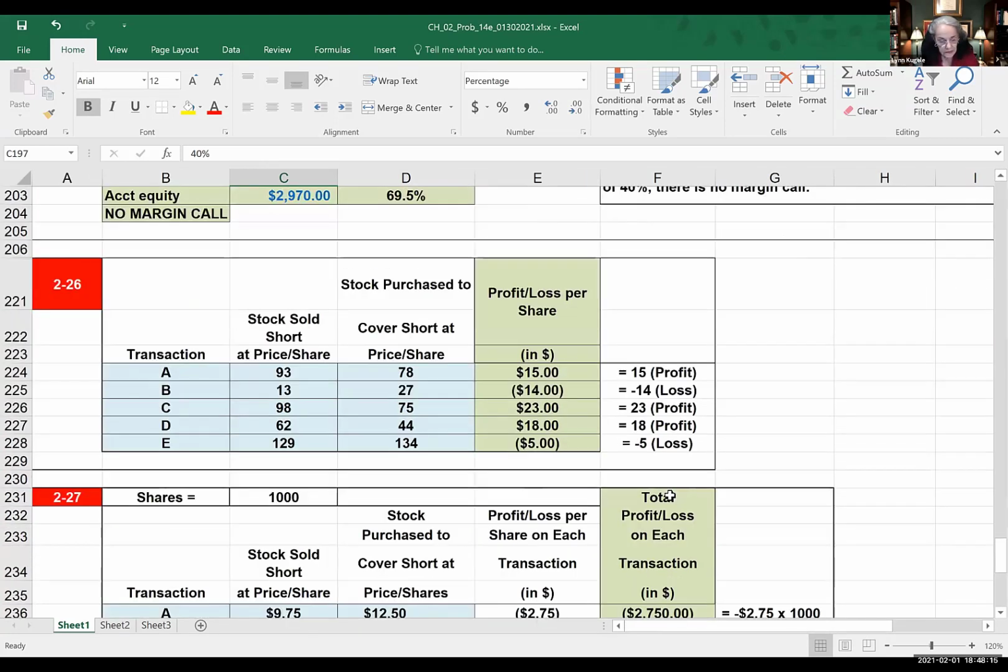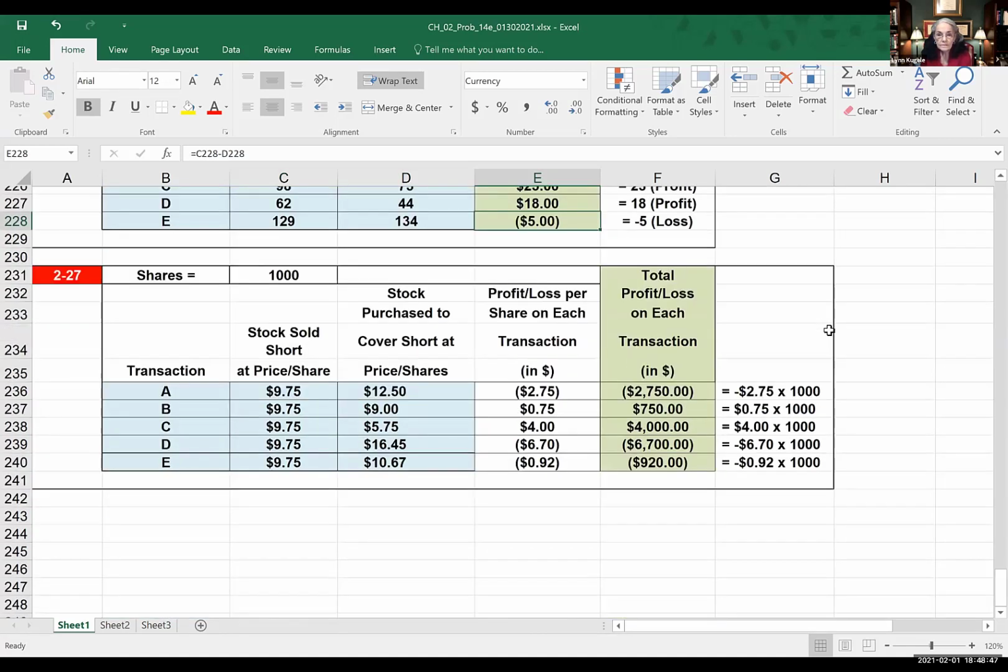Oh, okay. We get some easy ones here. Calculate the profit or loss per share realized on each of the following short sale transactions. Well, if you shorted it at 93 and you covered at 78, you're going to make a $15 profit. If you shorted at 13 and you had to cover at 27, you lost money. If you shorted at 98 and covered at 75, you made money. You short at 62 and cover at 44, you make money. If you short it, you sell it at 129 and buy it back at 134, you lose money.